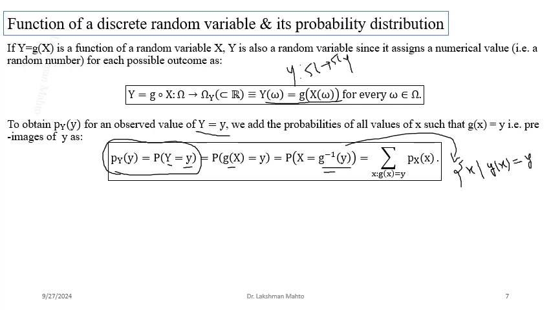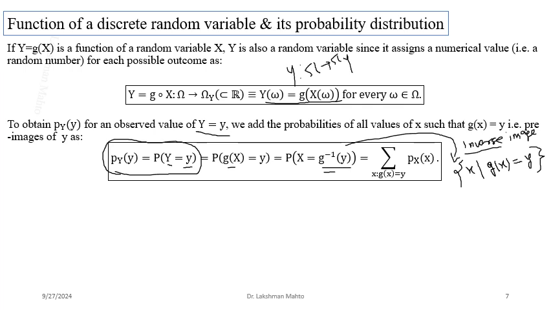So you have to do a little exercise and change your perception of what you had already seen in high school or plus two. A little change is needed in probability: capital letters denote the variable, and small letters denote the observation or realization. So here g inverse of y is not an inverse function, it is the inverse image of y. Is it clear to everyone?